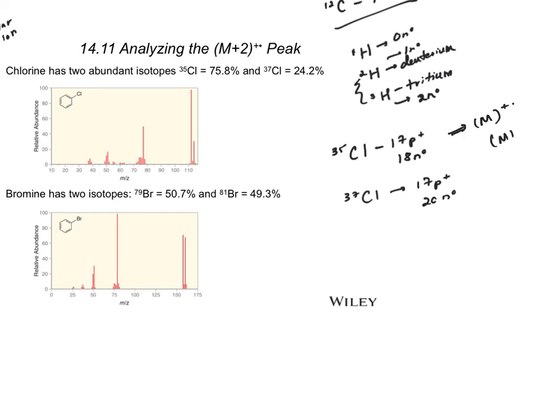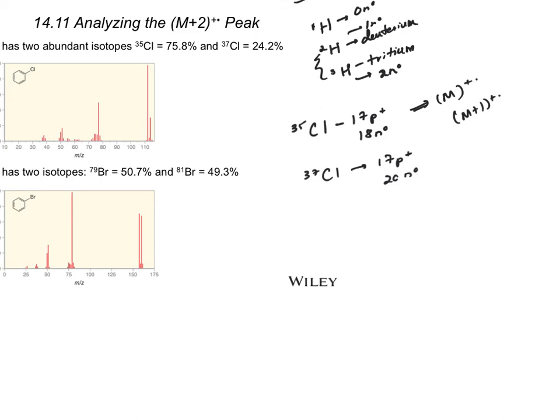You would also have an M+1 peak due to the presence of carbons in your compound, but you would also now have an M+2 peak because, again, a certain number of your molecules are going to contain this one, and a certain number of your molecules are going to contain this one, which is 2 mass units greater than the chlorine-35, right? So the percent abundances here are going to be kind of important.